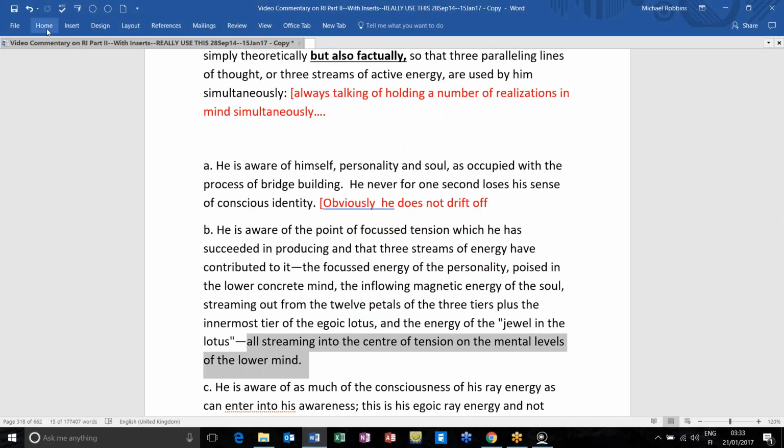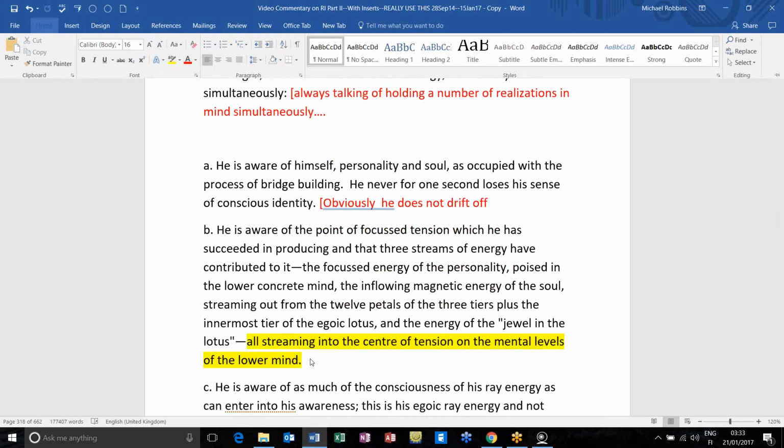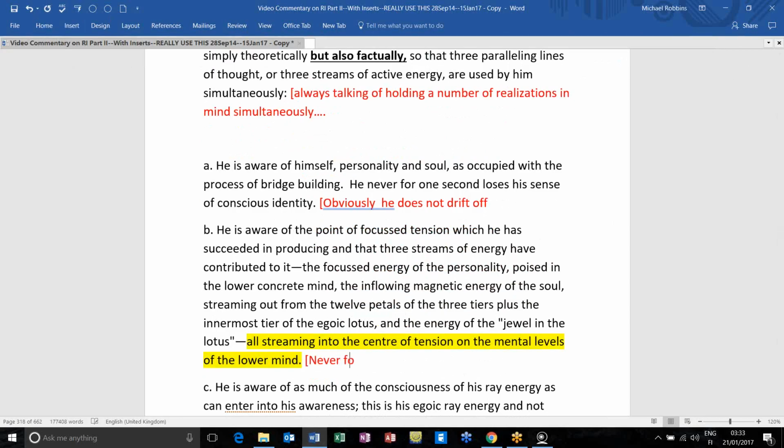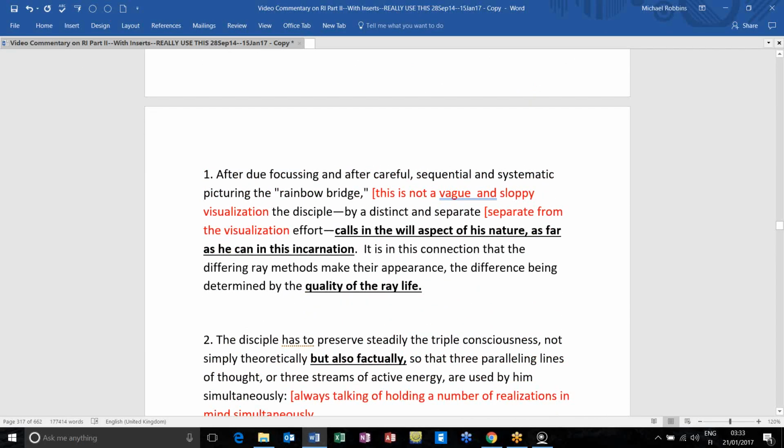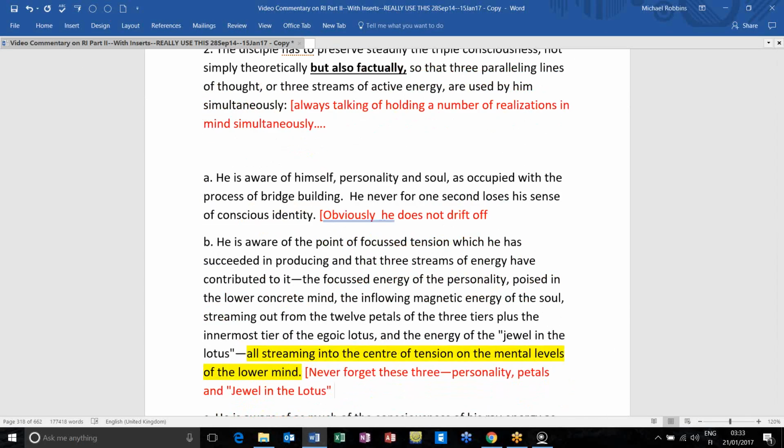This is such an important realization, so never forget these three: personality, petals and jewel in the lotus. Never forget these three. So the point of tension is created, sustained, augmented by these three.